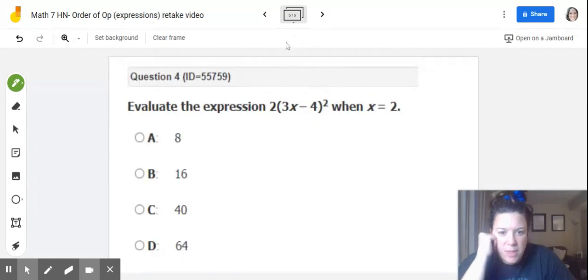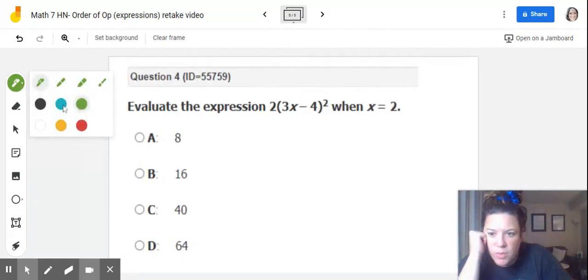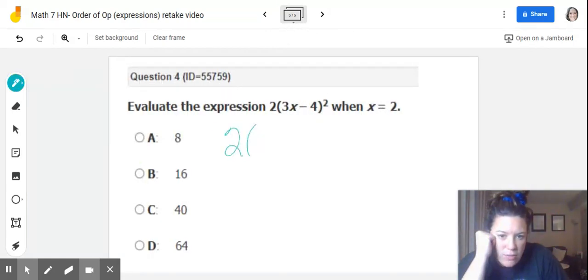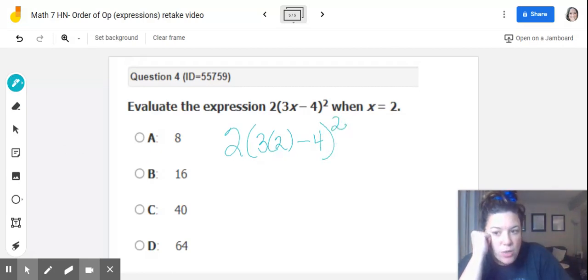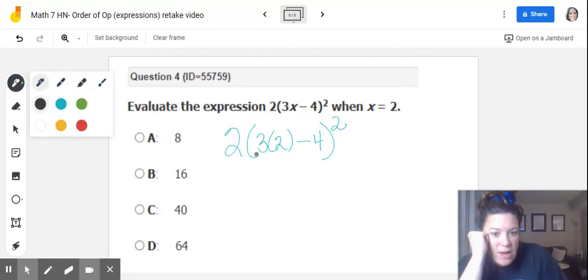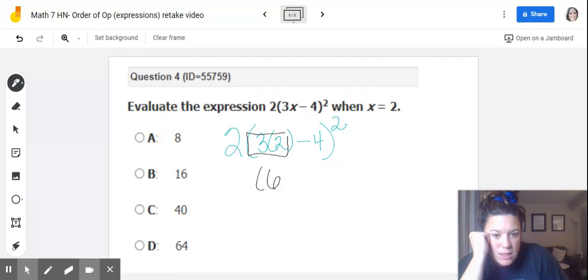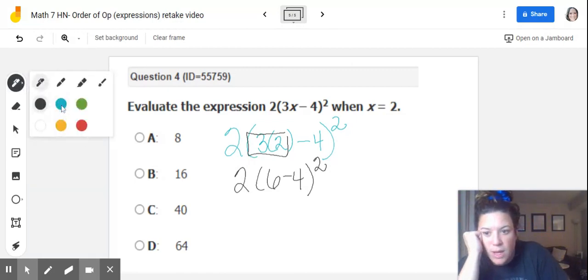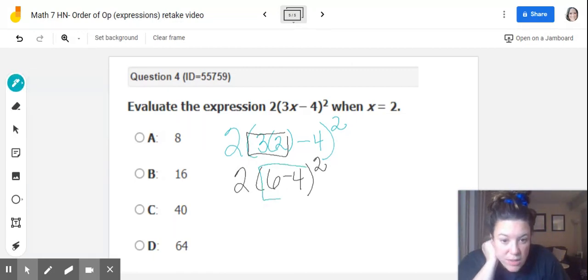Okay, last problem. X equals 2. So I'm going to put a 2 for every x. So 3 times 2 minus 4, parentheses, squared. All right, so grouping symbols come before exponents. So you have to do all this stuff in here before you square an answer. So I'm going to do 3 times 2 first, which is 6, and copy down everything else. And then I'm going to finish the parentheses of grouping symbols. 6 minus 4 is 2. And I'm going to copy down everything else.